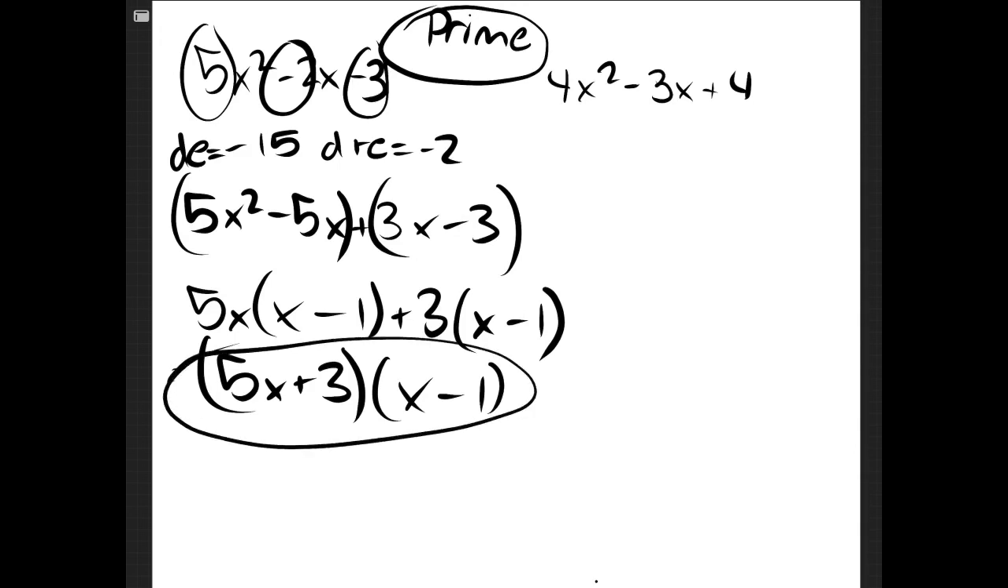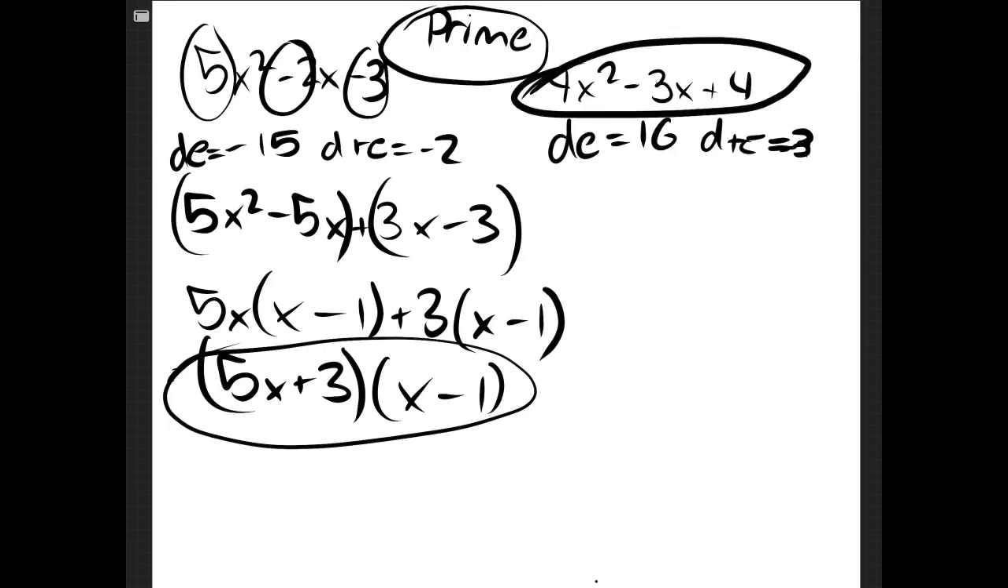Now let's try the next one. For this one, what we have to do is, again, 16, d times e equals 16, d plus e equals -3, and now we have run into a problem because there are no numbers that multiply together to give a product of 16 and that add together to give a sum of -3. So that's a problem, and that means since there are no factors, this polynomial is prime.